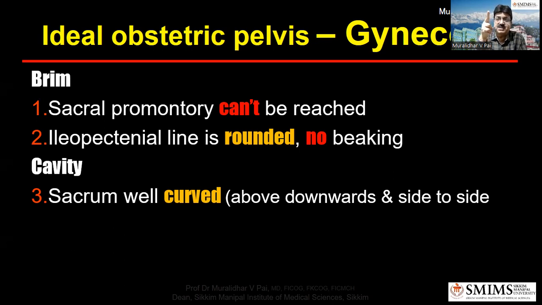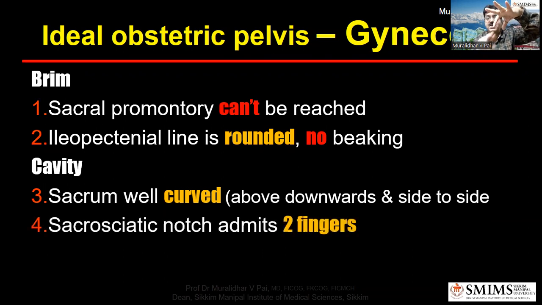Now you see, I finished with the sacral promontory, went around the inlet and came back, and now I've gone to the sacrum, well curved above, downwards, and sideways. Now when I go sideways, there I get the sacrosciatic notch. The sacrosciatic notch must admit 2 fingers. If it is very narrow, if it doesn't admit, that means the mid cavity is sort of contracted. So sacrosciatic notch should admit 2 fingers. Now you see how beautifully and chronologically step by step it goes.